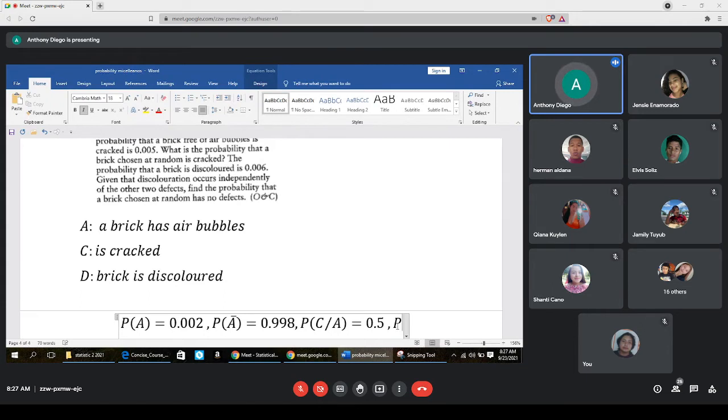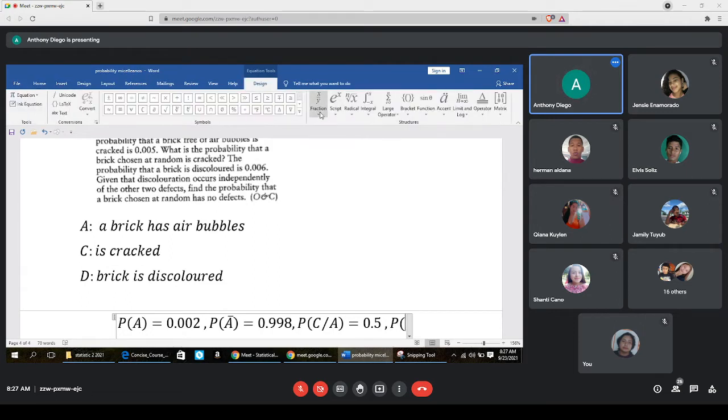So it's going to be the probability that it is cracked given that it doesn't have an air bubble. Now this one is 0.005.